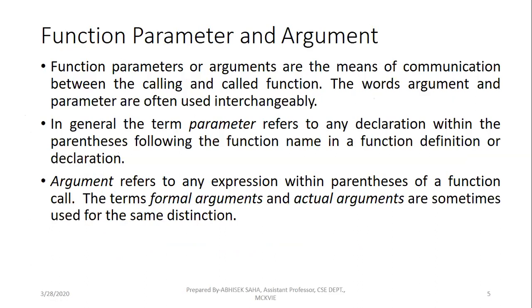What is the meaning of parameter and argument? Actually, parameters or arguments are the means of communication between the calling and called function. Going back to the situation that we considered, John is the function. I provide the machine number. So I am the calling function, John is the called function. The communication between myself and John can be done through a parameter. In this case, the parameter is the machine number.